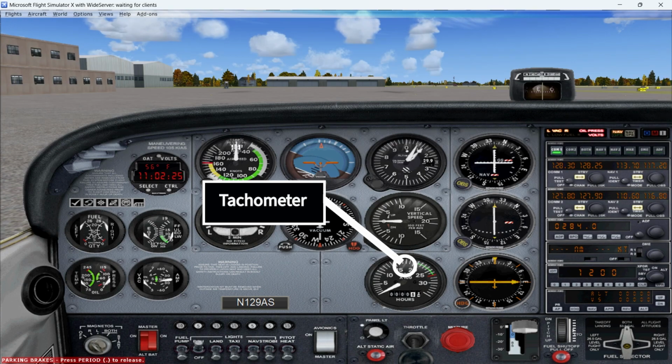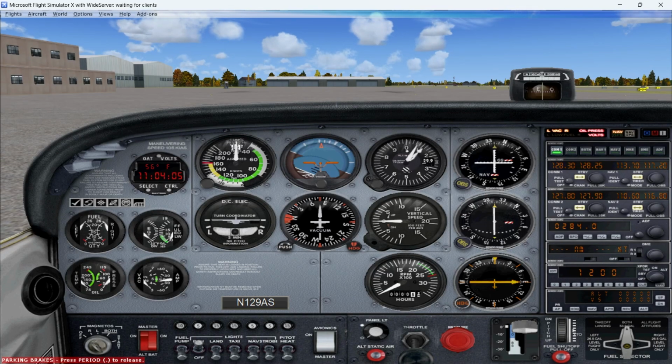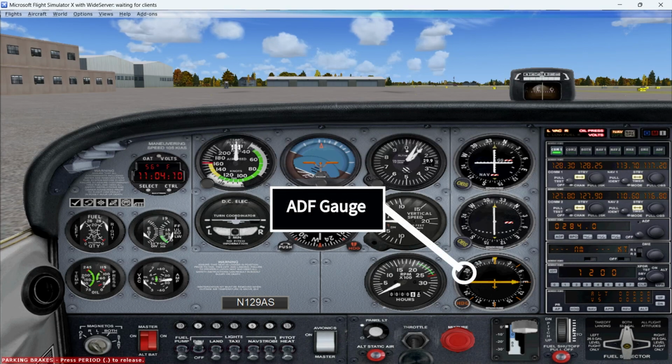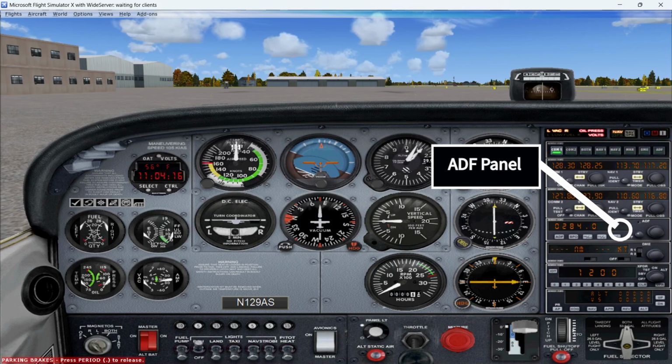Essentially, a tachometer is a motor speed gauge that is driven by the speed of its exhaust valve. In simplistic terms, tachometers are dials with a needle that point to the current speed in revolutions per minute. To the right of the tachometer is the ADF gauge and its associated panel. The automatic direction finder is used to navigate to NDBs, or non-directional beacons.